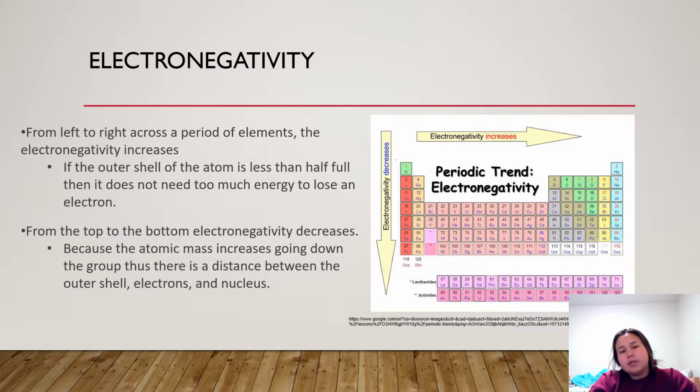electronegativity increases. So if the outer shell of the atom is less than half full, then it does not need too much energy to lose an electron. And from the top to the bottom, electronegativity decreases because the atomic mass increases going down the group. Thus, there is a distance between the outer shell electrons and the nucleus.